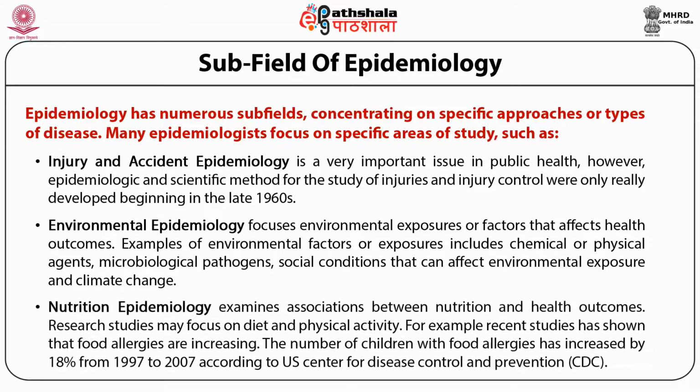Number 6. Nutritional epidemiology. It examines associations between nutrition and health outcomes. Research studies may focus on diet and physical activity. For example, recent studies have shown that food allergies are increasing. The number of children with food allergies has increased by 18% from 1997 to 2007, according to the US Center for Disease Control and Prevention, or CDC.